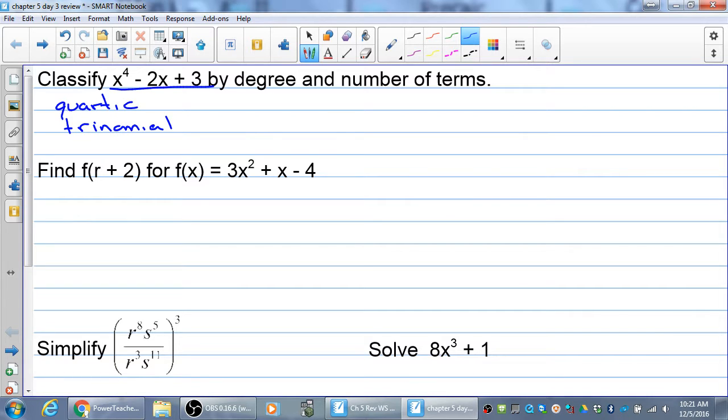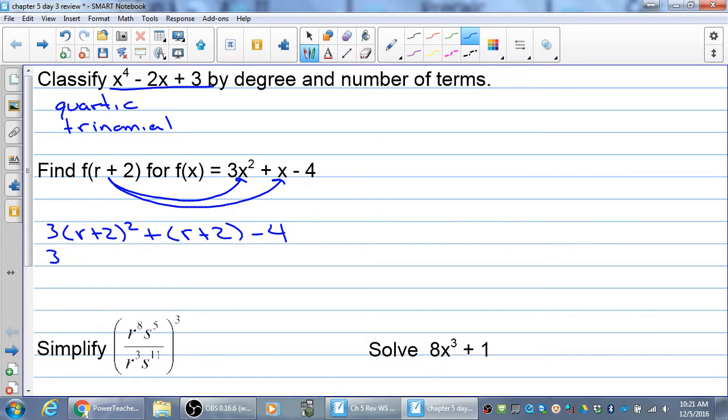Find f of r plus 2. Now what you do on this one is you put r plus 2 in for this x. We don't do this one very often. Put r plus 2 in for that x. Don't forget the other x. You got to put them in for all of the x's, not just the first one. So we have 3 times r plus 2 squared plus r plus 2 minus 4. So there it is set up. So where there were x's, we now have r plus 2's, and now we just have some algebra to do.